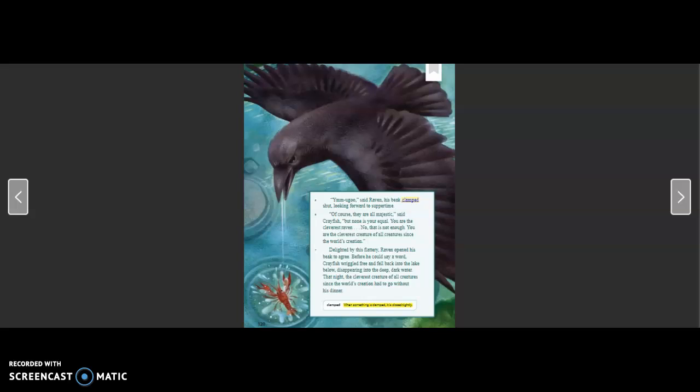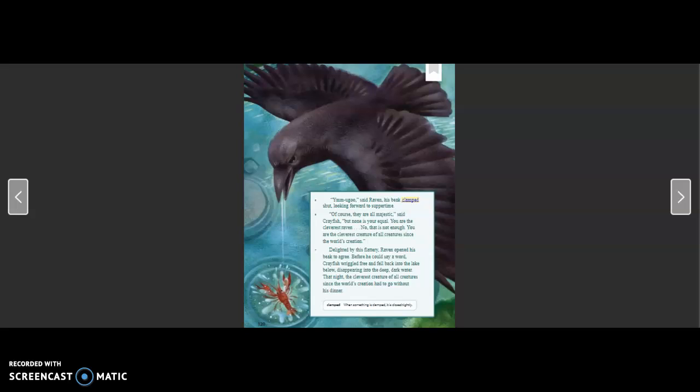Clamped. When something is clamped, it is closed tightly. Why do you think the author included this line right here? Delighted by his flattery, Raven opened his beak to agree. This line is giving us the moral. This is where our moral is going to come from. Just like in the last fable, again, we have the same moral, but this line gives us a hint of that moral before the fable even ends.